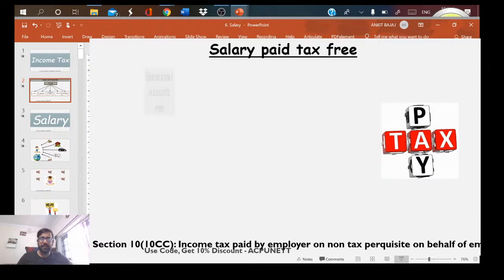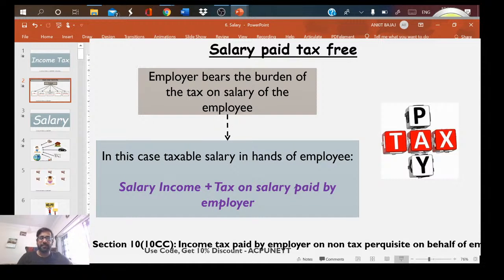Okay. So salary paid tax free, whether it will be taxable? If the employer bears your tax burden, then in that case you have to pay tax on the salary also. Whatever tax is paid by the employer on behalf of you, that tax part is going to be included in your salary income. Taxable salary in the hands of the employee will be salary income plus tax on salary paid by the employer. This will be included in your income.